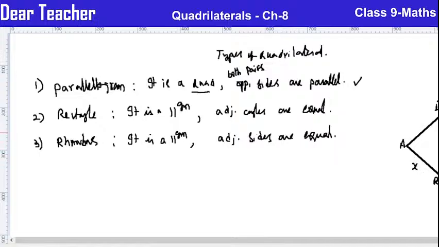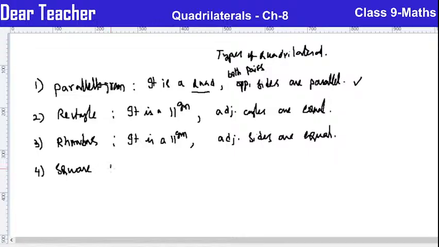And BC, CD are adjacent sides. If BC is X, CD is also X. CD, AD are adjacent sides. And if CD is X, AD is also X. So if adjacent sides are equal in a parallelogram, all four sides will be equal. Most teachers and students will say rhombus means all sides are equal. That is okay, but the proper definition is that it is a parallelogram in which adjacent sides are equal.